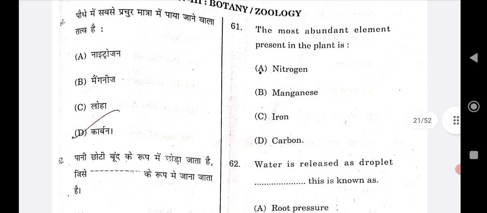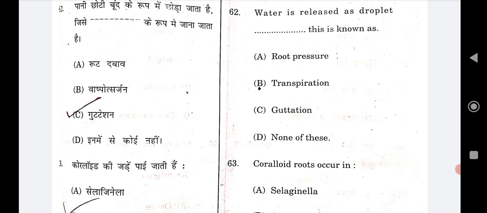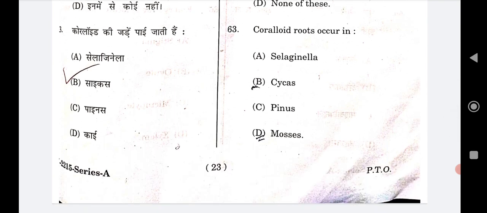So next question in botany and zoology section, 61st question is, the most abundant element present in the plant is, so correct option is D, carbon. Next question, water is released as droplets, this is known as guttation. C is the correct one. Coralloid roots occur in cycas. B is the correct one.